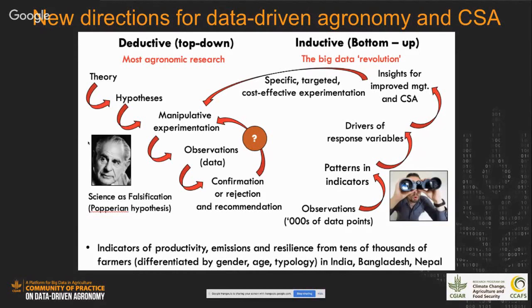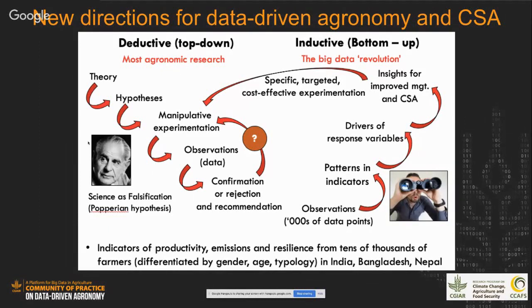We can use data mining techniques to understand patterns in those practices. We can represent outcomes not just in terms of yield, but also indicators of climate smart agriculture. We can integrate crop models and greenhouse gas emission models when we apply to the data that we collect. And we can use that information to do targeted and cost-effective experimentation.